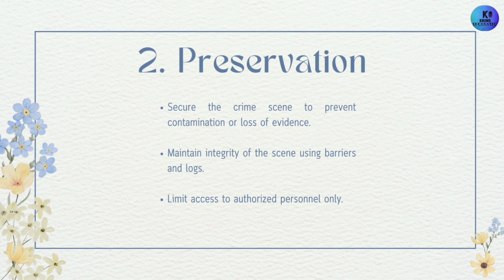Coming to the second step, preservation. Preservation involves protecting the crime scene to prevent the contamination, loss, or damage of evidence. First responders and scene security personnel are crucial here as they secure the area with barriers or tape and ensure only authorized personnel enter the scene. Once evidence is recognized, it must be protected. This means securing the crime scene to prevent the contamination or loss of evidence.